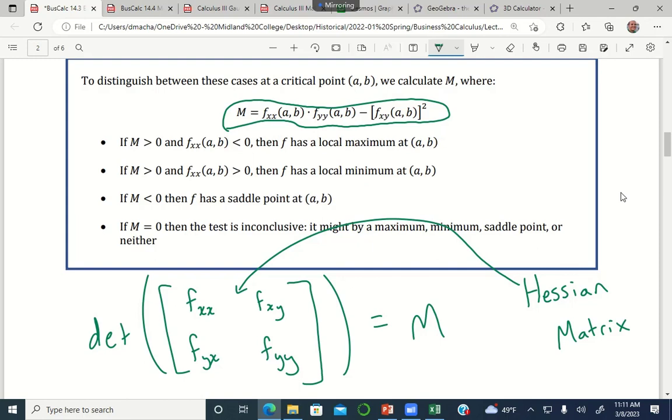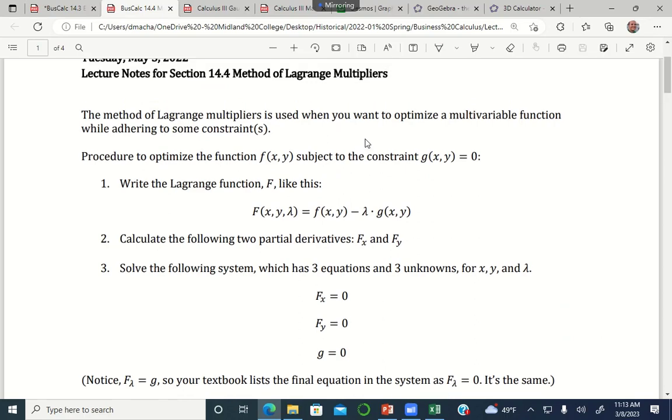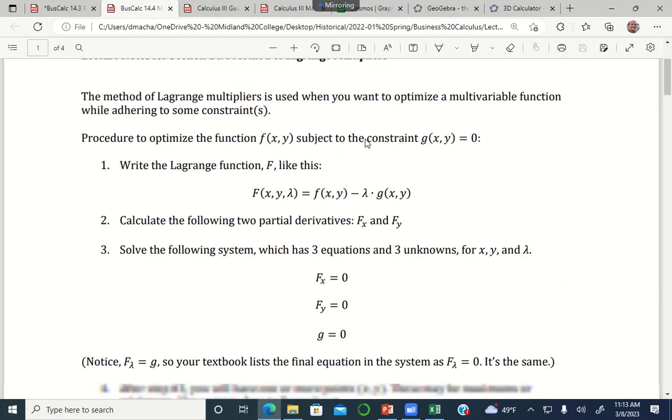And if this determinant is equal to 0, then the second derivative test has failed. We can't tell if it's a maximum, we can't tell if it's a minimum, we don't know if it's a saddle point. And it could be neither of all of those, right? It could be like the x cubed case where it just goes flat and then continues up and it's not really anything. The next thing is called the method of Lagrange multipliers.